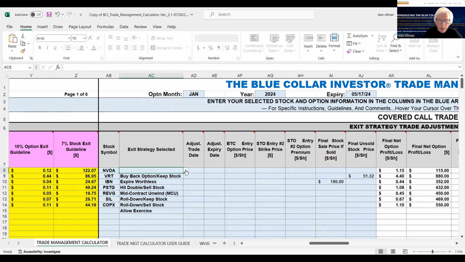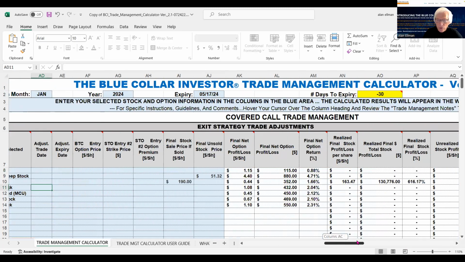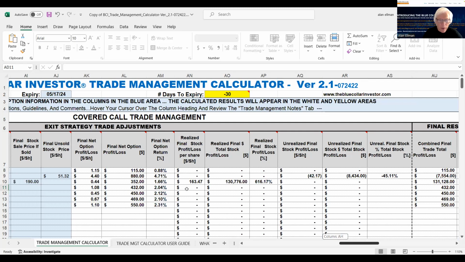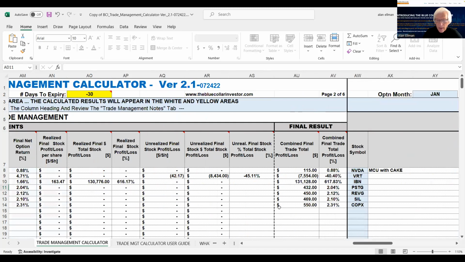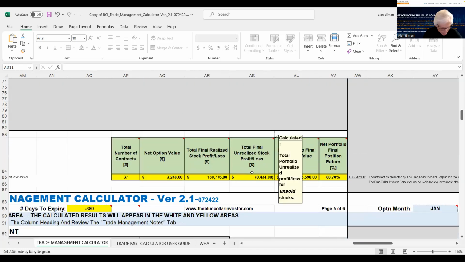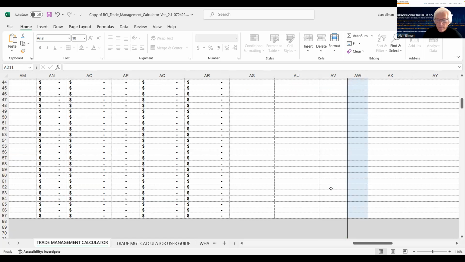So what you do is you click on this arrow here and you select which of the exit strategies you're going to be utilizing. Then you enter them into the blue cells. And if you scroll further to the right, this is the middle section now, you will get your post-adjusted trade results. And then if you scroll down, you'll get your post-adjusted trade results for the entire portfolio.